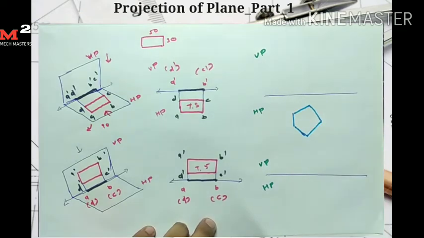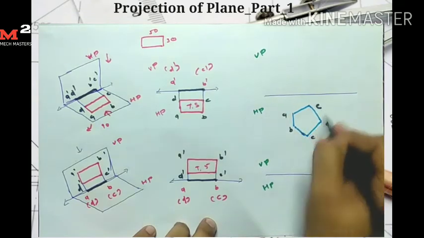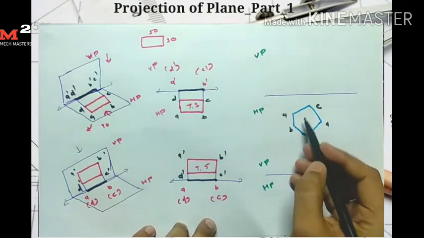Okay, and give the name A, B, C, D, E. Okay, so this is the top view for the pentagonal plane.